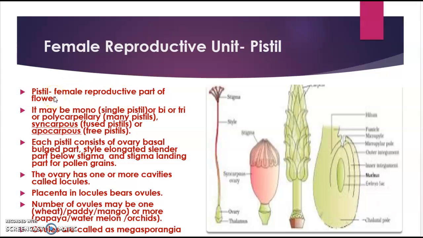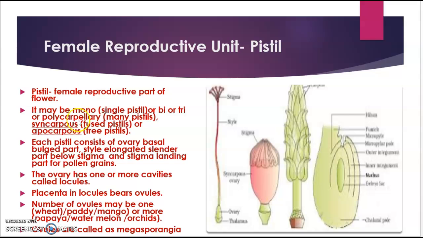As we all know, this part is attached to the flower with the help of the thalamus. Then it has a bulging part, the ovary, and over this a cylinder-like structure, the style, and above it the stigma is present. Now, any flower can be mono, if only one single pistil is present in it, bi or tri or polycarpellary.